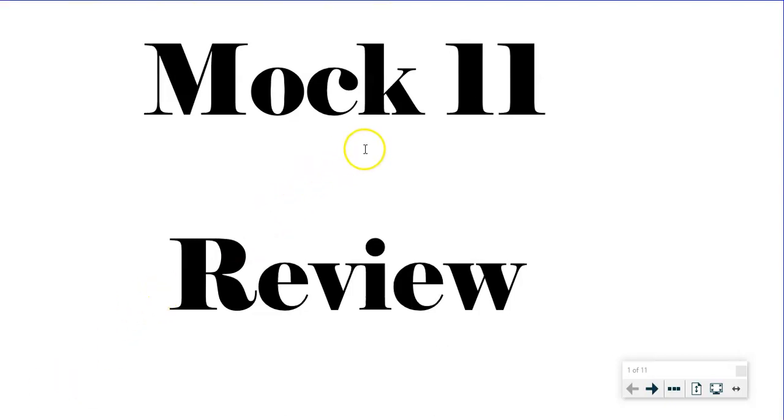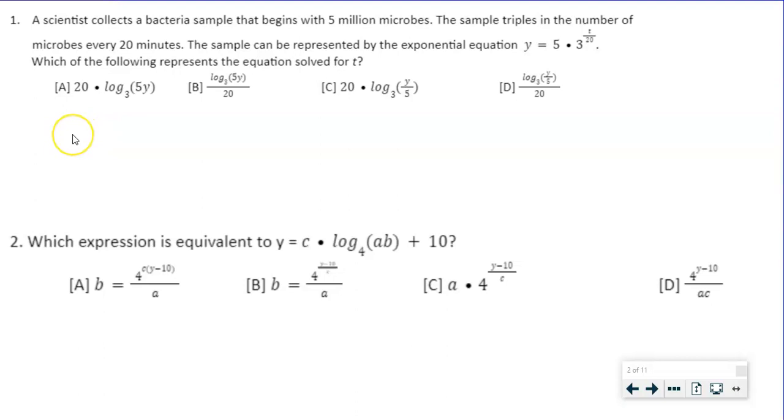So in this video, I'm going to go over the Math 11 review. Our first question says a scientist collects a bacteria sample that begins with 5 million microbes. The sample triples in number of microbes every 20 minutes. The sample can be represented by the exponential equation y equals 5 times 3 to the t over 20. Which of the following represents the equation solved for t?